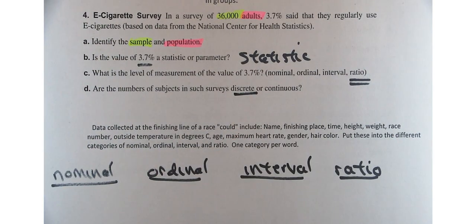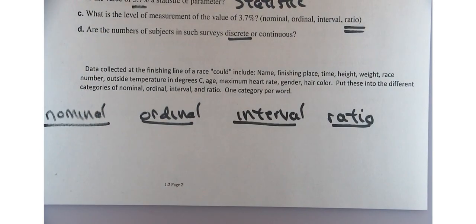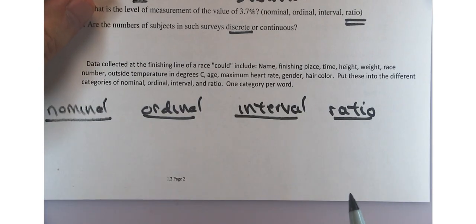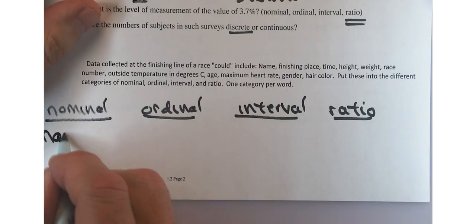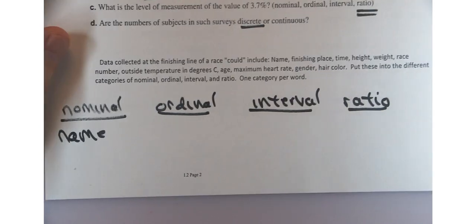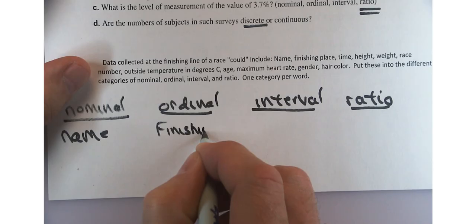All right. I like this next one down here, kind of a nice follow-up to that. Data collected at the finishing line of a race could include name, finishing place, etc. Let's put all these into the right spot. Where does your name go? Name, nice. Let's see what else we got. Finishing place. Yeah. Finishing place.